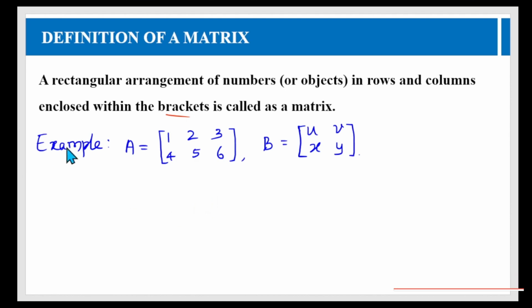Next, let us look once more at what it says. A rectangular arrangement of numbers or objects in rows and columns enclosed within the brackets is called a matrix. Next, terminologies related to a matrix.